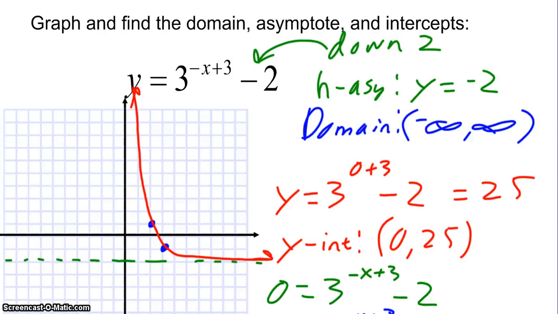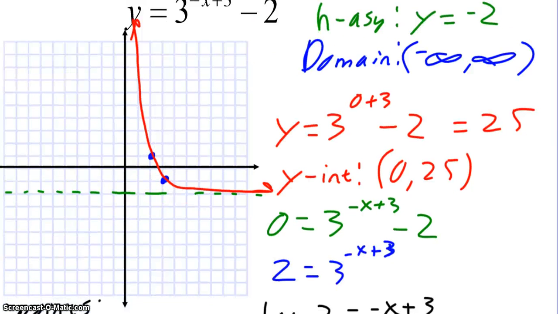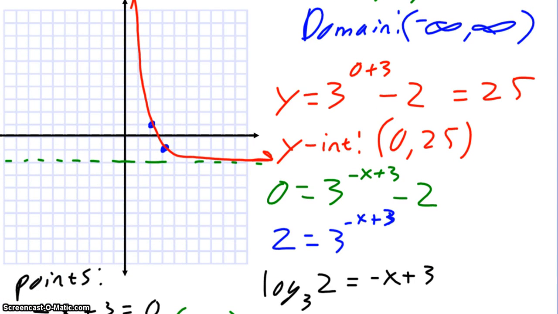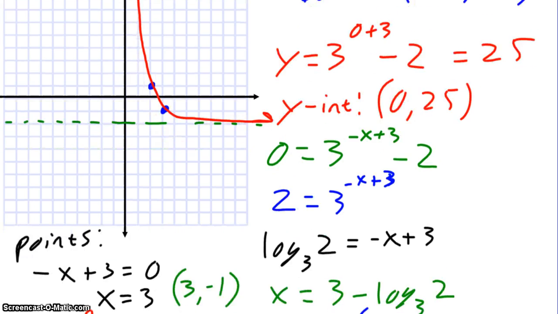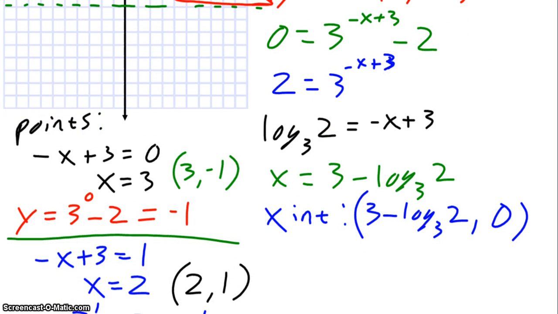So finding the x-intercept and the y-intercept. So to find the y-intercept, I plugged in 0 for x, and I got the point 0, 25. So again, that's going to be off of my graph. It's going to be somewhere up above the graph. To find the x-intercept, I plugged in 0 for y, and I solved for x, and I got x equals 3 minus log base 3 of 2, so the x-intercept is 3 minus log base 3 of 2, comma 0. Again, that's an irrational number.